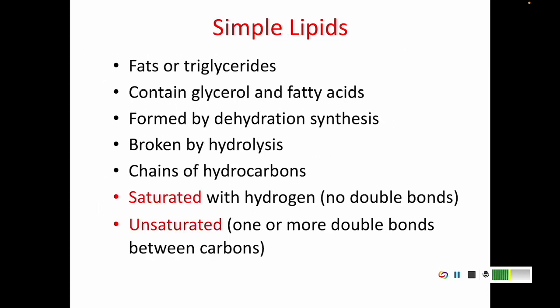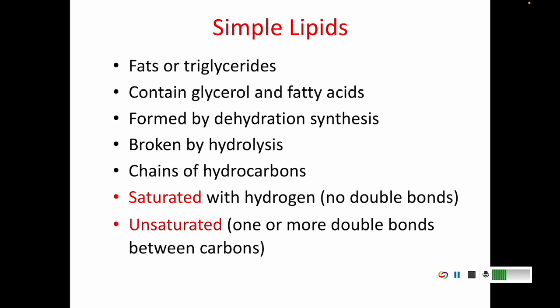Simple lipids would be things like fats or triglycerides. They're called triglycerides because they have a glycerol with 3 fatty acids on it. They're formed by dehydration synthesis, broken by hydrolysis, change of hydrocarbons. They can be saturated or unsaturated. I don't really want to read the slide to you, but I would rather just talk about it on a picture. So here's the information.